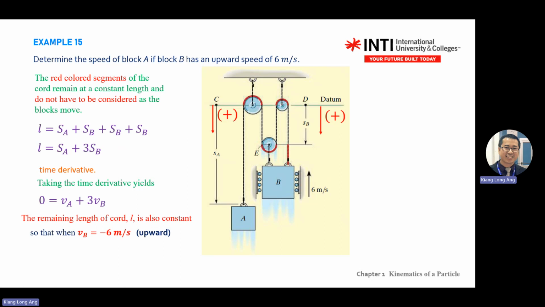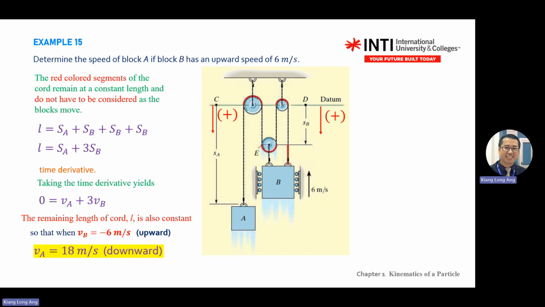Okay, the next step is, you know lah. If we have VB as minus 6 because it moved upwards, right? So VA will move down 18 meters per second. Why? VB moves up, so it is negative, right? It moves up, VB negative. So this one moves to the left, you get negative. Negative, negative, you get positive. Because this one you move to the left, you get negative 3 VB.